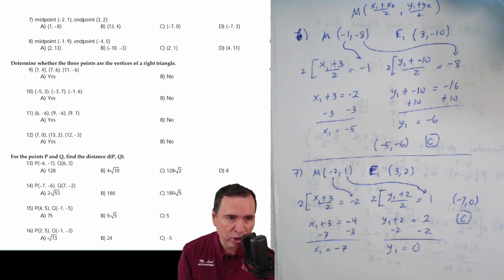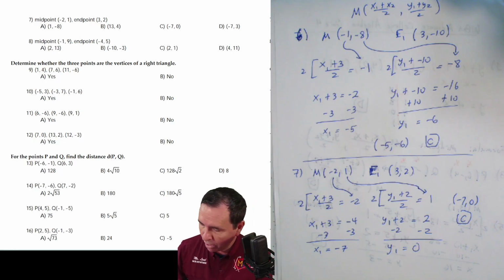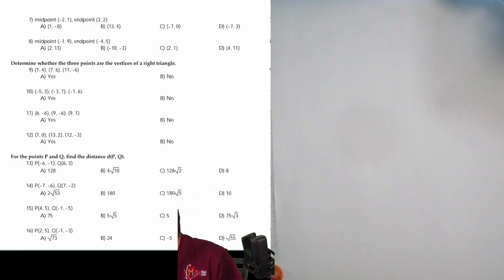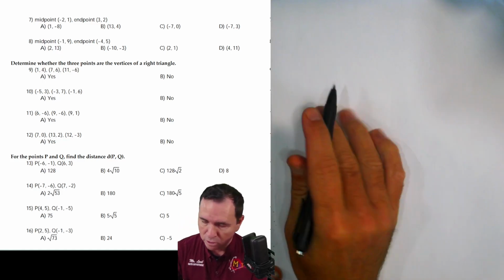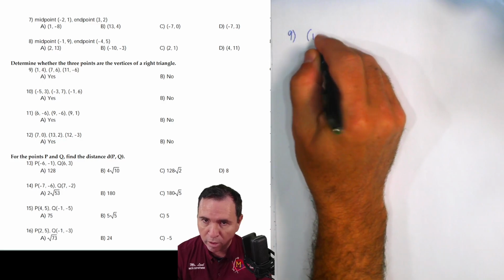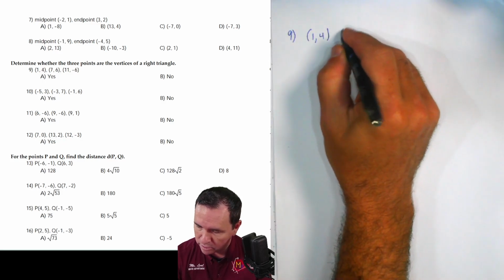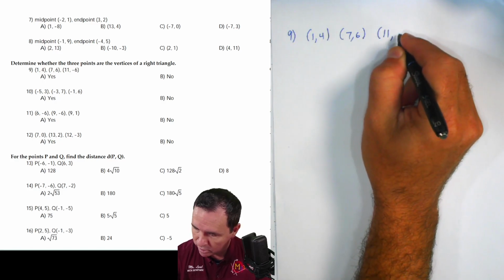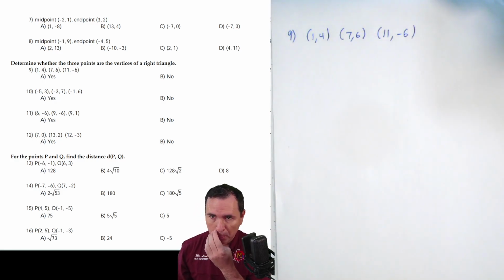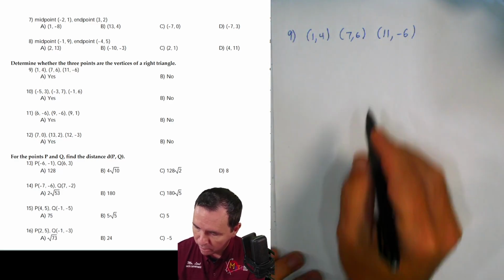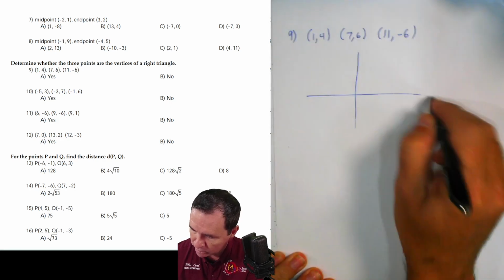Number 9 says determine whether the 3 points of the vertices are of a right triangle. So what I would recommend on this one is I would just plot the points. Okay, just plot the points. So let's go ahead and do number 9. Number 9, we have 1, 4. We got 7, 6. And we got 11, -6. Okay? So what I recommend is that you just plot these points.